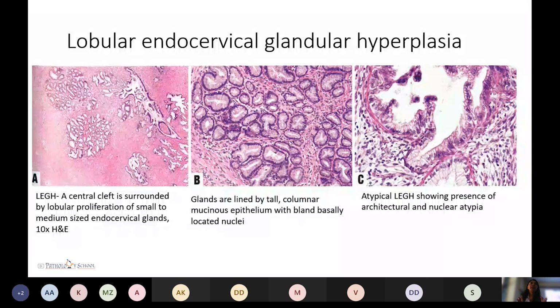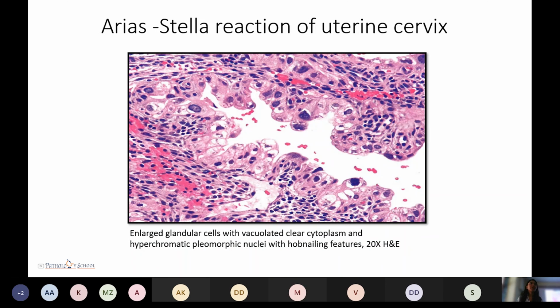Arias-Stella reaction, all of us are familiar with this reaction of the cervix. It is mainly caused by hormonal reaction. It is commonly seen during pregnancy because of the reaction to progestins. It is also seen in gestational trophoblastic diseases. In this, mainly the glands are affected. And though the cells look very bizarre and large, they are very benign. There is very low mitotic activity that can be seen. There is hobnailing, which is clearly seen in these cases.